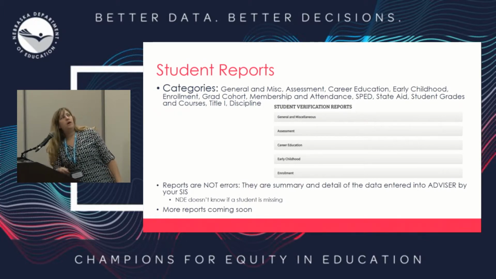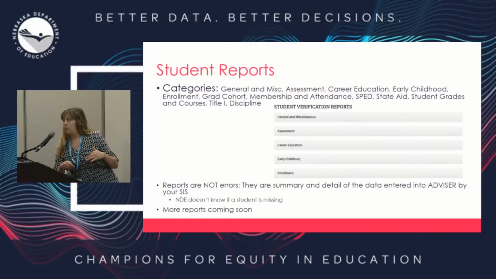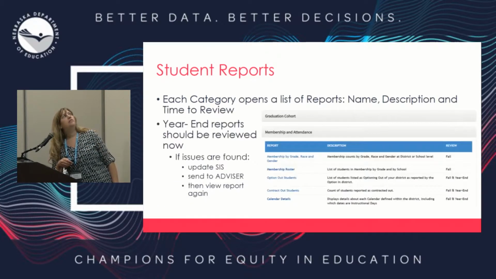So you open up the reports and you've got the various categories. And each one of these is like an accordion. If you click on it, it opens up the reports that are within it. Keep an eye on the bulletin. We'll list those new reports. We'll list new errors there.